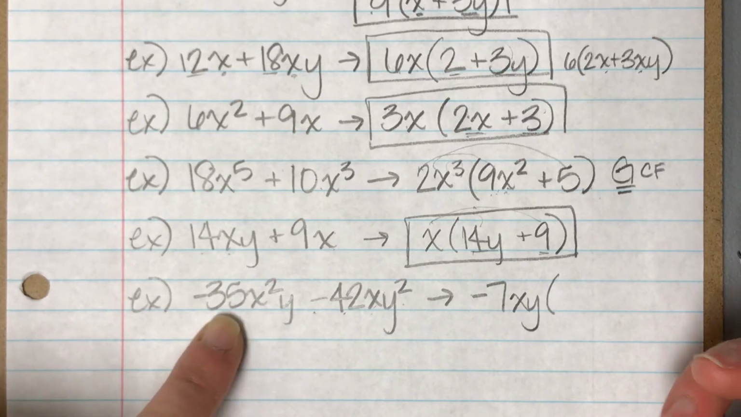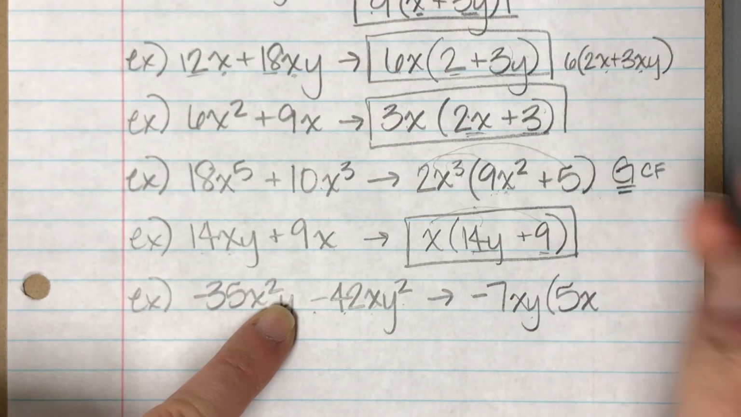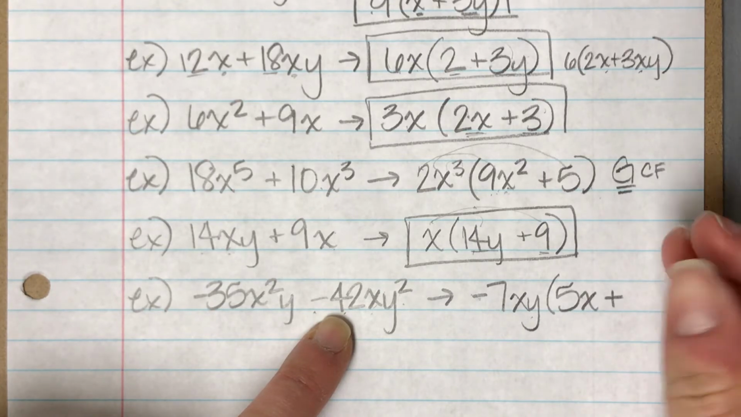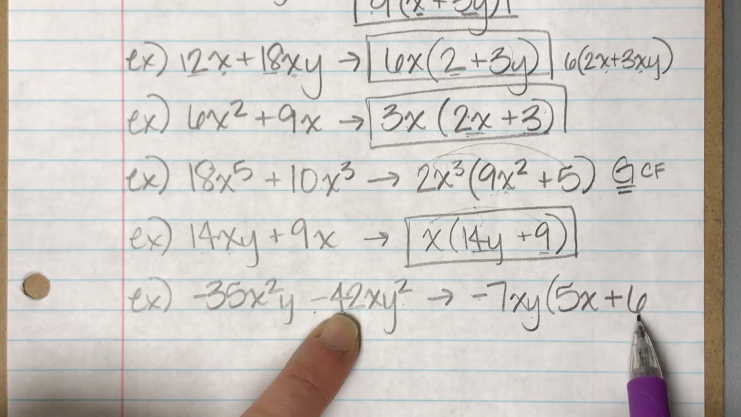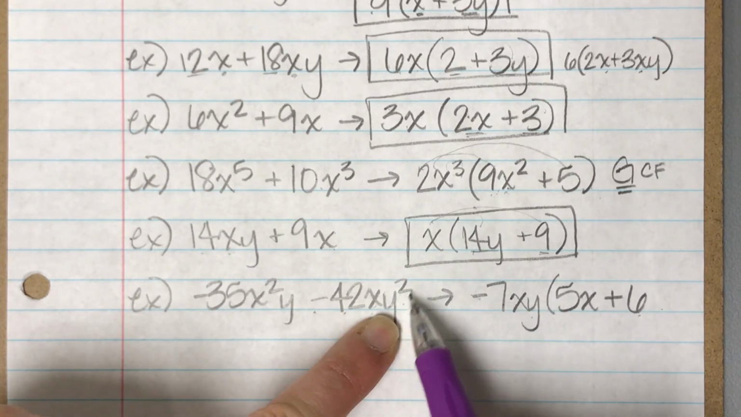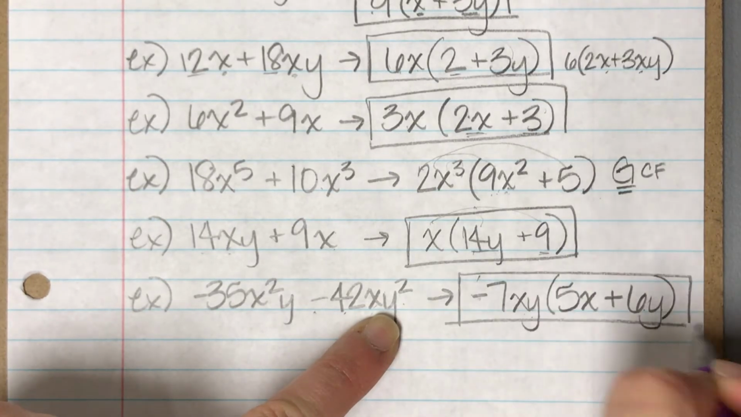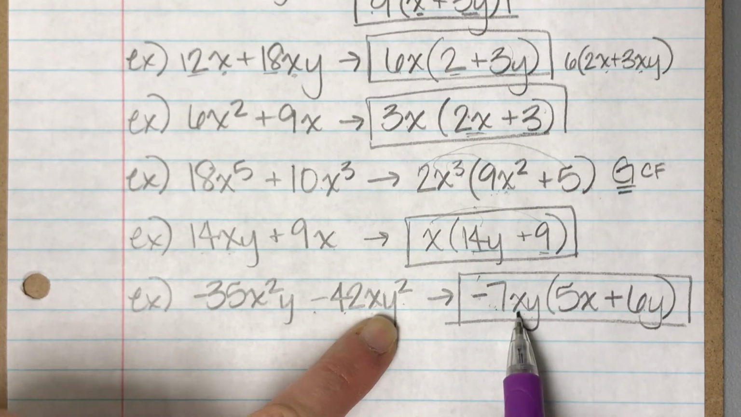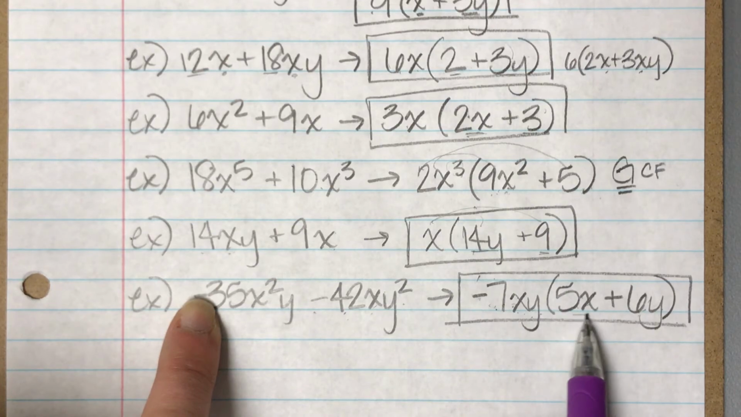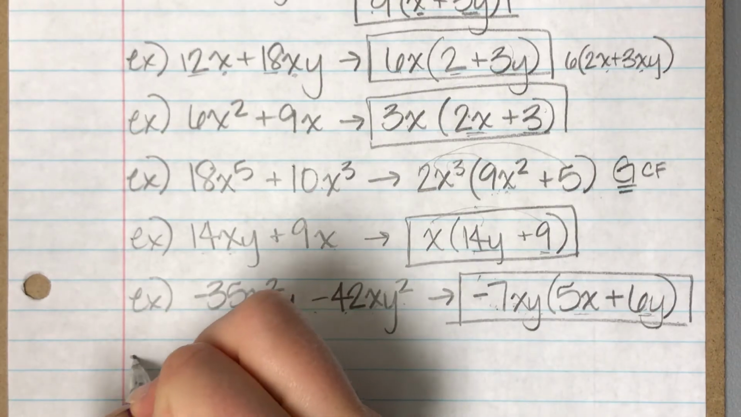So I'm going to multiply this times a 5, and I need another x in there, but I've got the y. If I've pulled out the negative, that means this is now addition. I'm going to need to multiply by 6 to get 42. I have the x already. I have 1y, but I need y squared, so I'm going to have to multiply by another y. That's going to make negative 35x squared y, negative 42xy squared, and inside the parentheses, there's nothing in common between 5x and 6y.